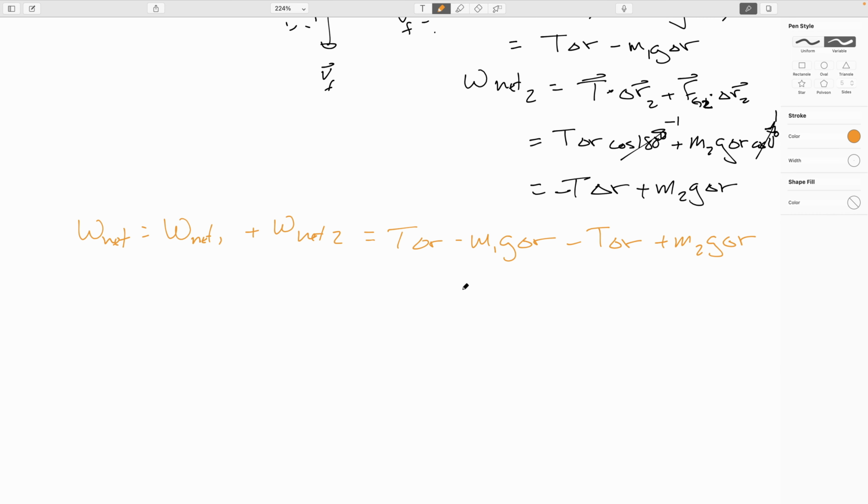So the beauty of this is that the work done by the tension cancels. And so we can write this as M2 minus M1 G delta R, like so. All right.